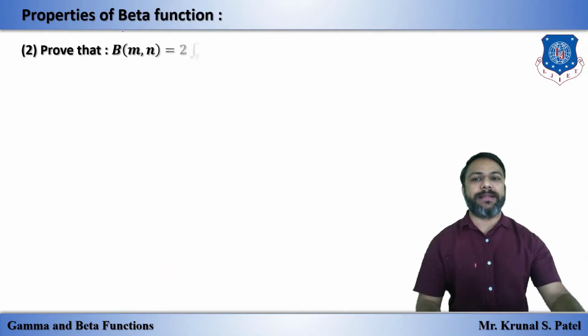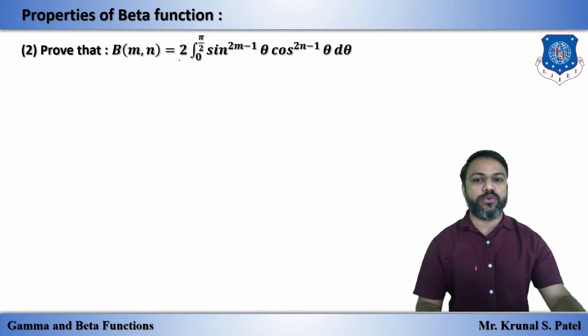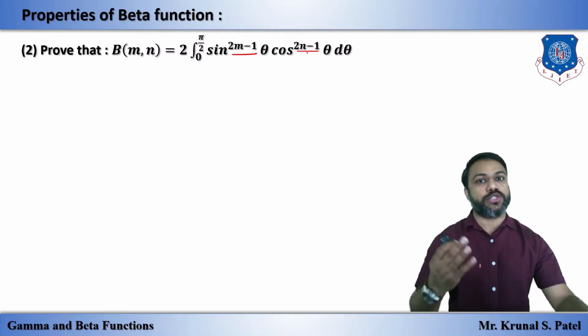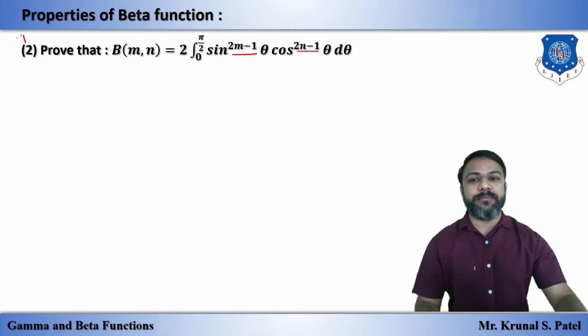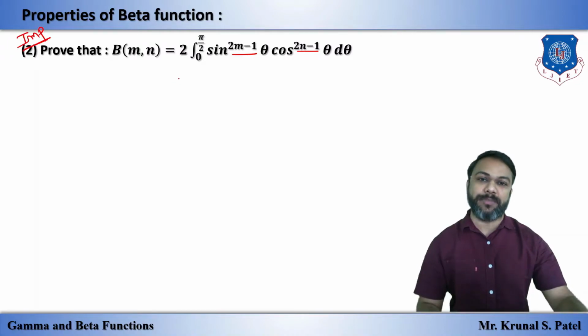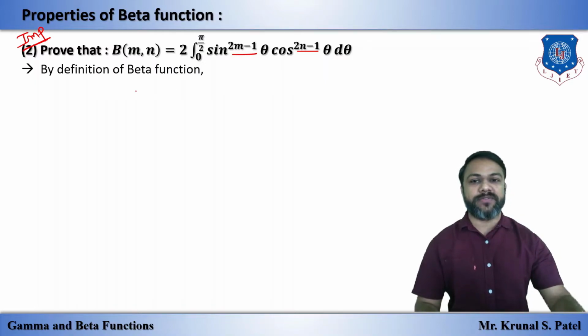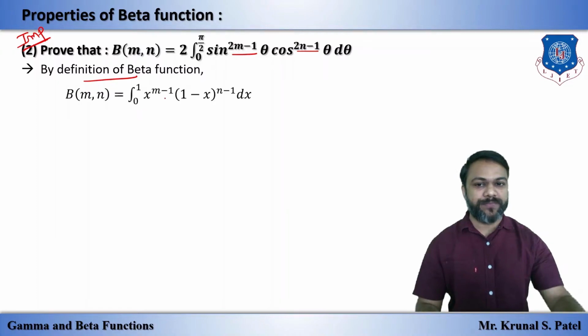Okay. The second property is beta mn is equal to 2 times integration 0 to pi by 2 sin raised to 2m minus 1 theta into cos raised to 2n minus 1 theta d theta. This is the most important property which we will use in examples, and this property is also known as the trigonometric form of the beta function. To prove this we first have the definition of the beta function.